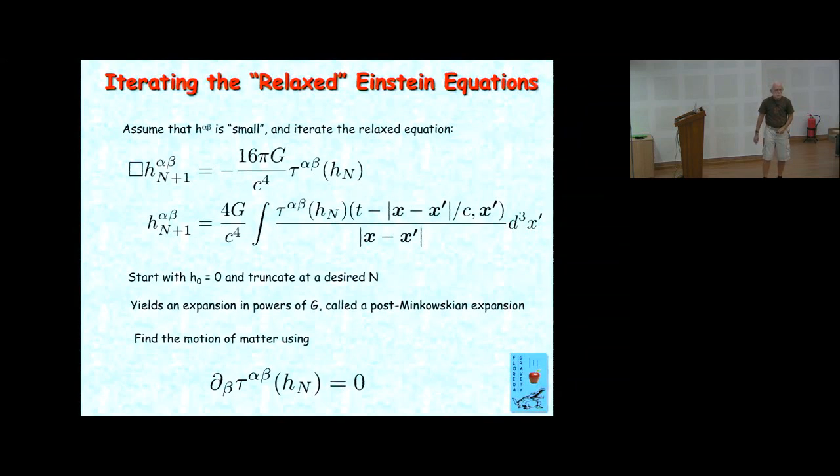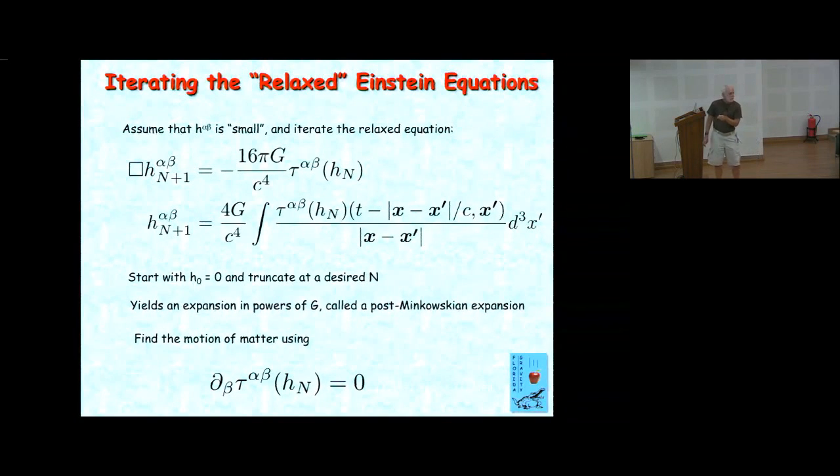So that suggests that we can iterate. We can take some zeroth-order solution for H and plug it in on the right-hand side. That, of course, would be zero, just no H whatsoever. Then integrate this and solve. Here's the formal integral. I've actually inserted the Green's function. So we can find H as an integral over this right-hand side.